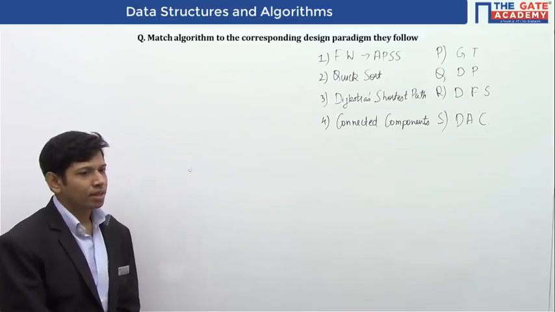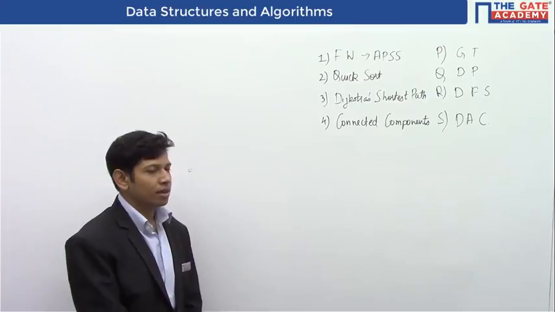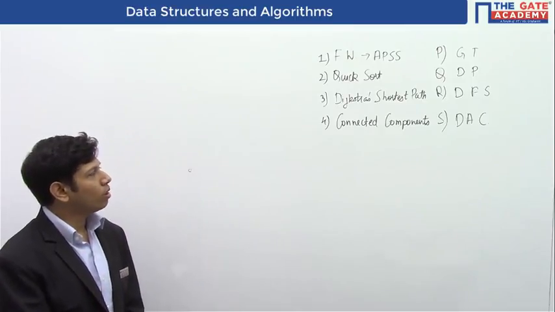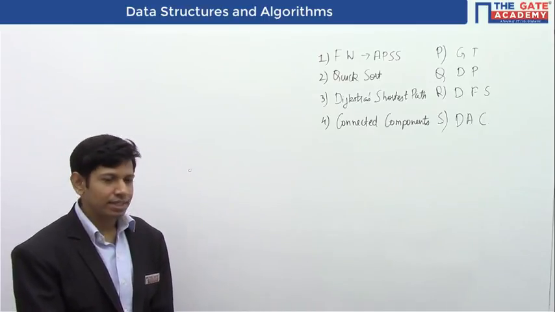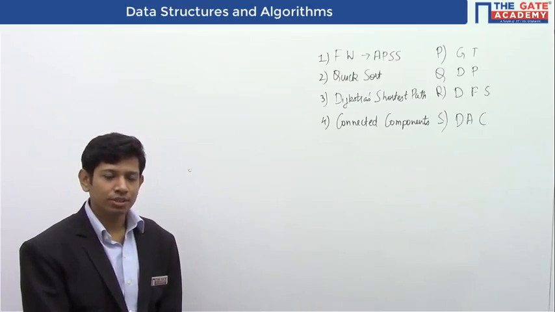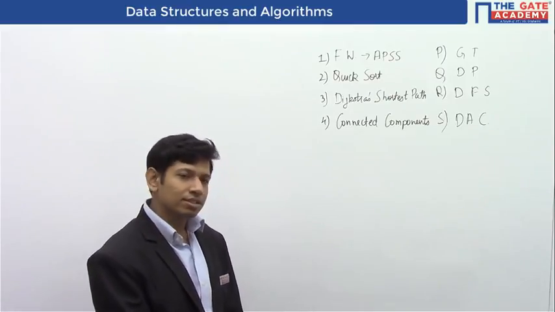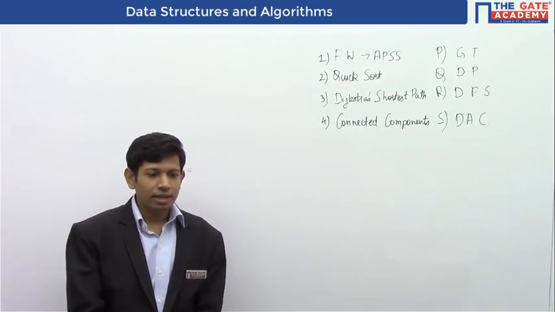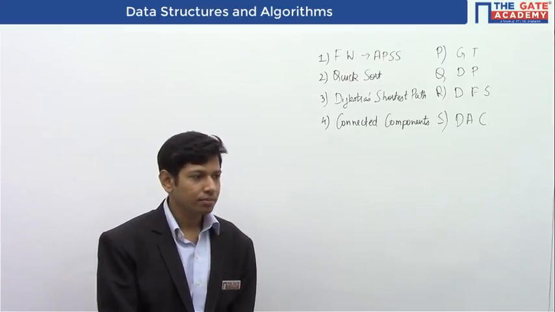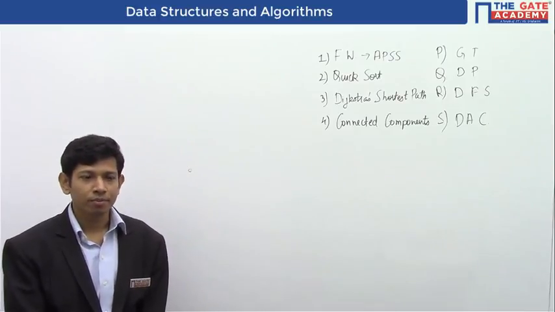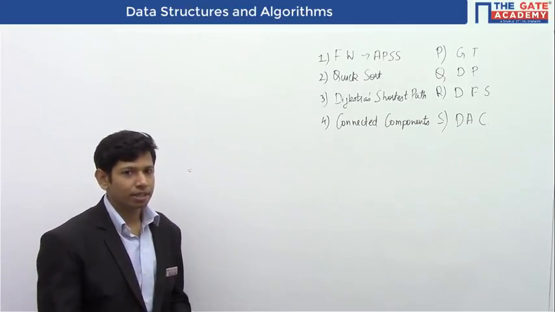So now let's see which algorithm will correspond to which design paradigm. First algorithm is Floyd-Warshall's all pairs shortest path algorithm. So we have seen that Dijkstra's algorithm is used for single source shortest path. Now Dijkstra's algorithm can also be used repeatedly to compute the all pairs shortest path problem. But what would be the time complexity? That is the main thing.